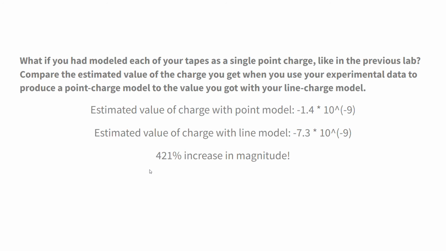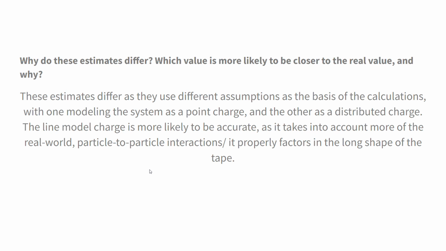What if we had modeled each of our tapes as a single point charge and compare this to the distributed line charge that we had in this lab, and we can see that the charge is much greater that we calculated using the line model, 421% greater than when we estimated it as a point charge. And why do these estimates differ? Which value is more likely to be closer to the real value, and why?